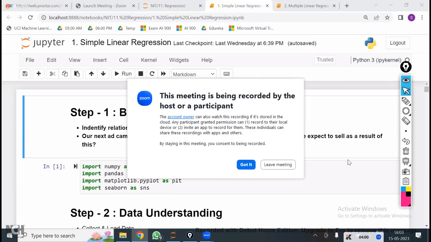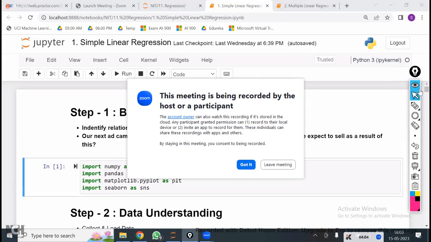So let's start the session. In the last class, we discussed the simple linear regression coding part, and I showed you how to do the coding part of a simple linear regression, where we implemented all the 6 steps. So let's see this once again.